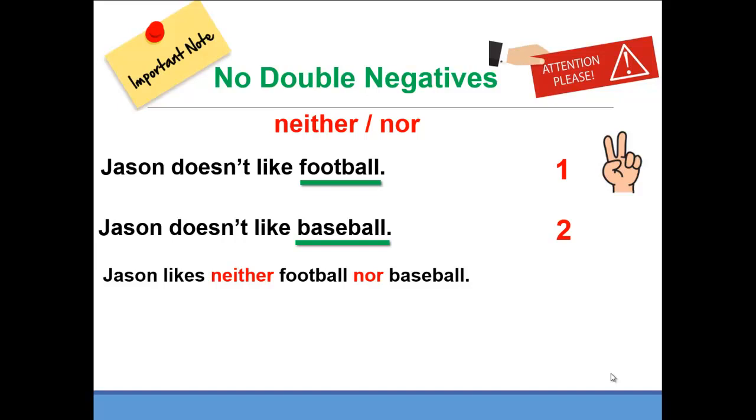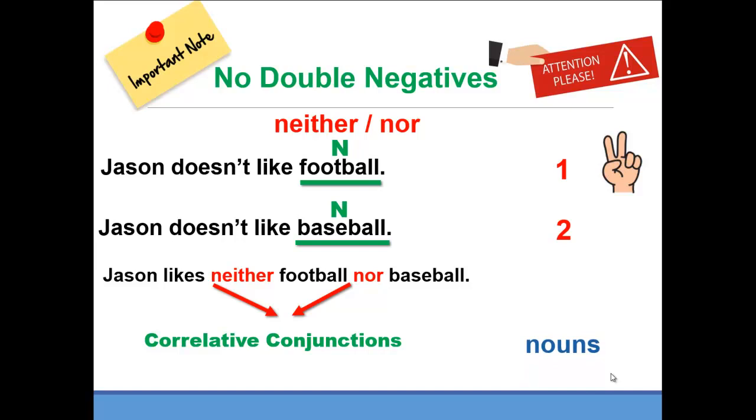The verb doesn't like is changed from negative into positive. So it's going to be Jason likes. Why is it likes? Because the verb is in the present time. Doesn't like, so it's going to be likes. The two conjunctions, neither nor, are correlative conjunctions. They join two nouns in the sentence.